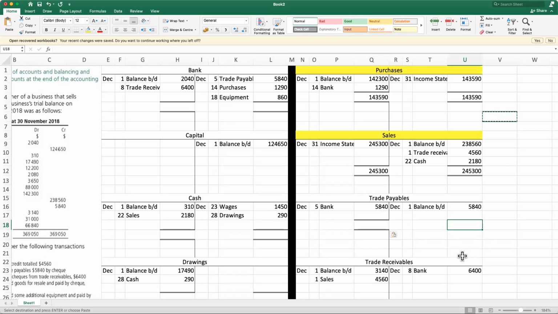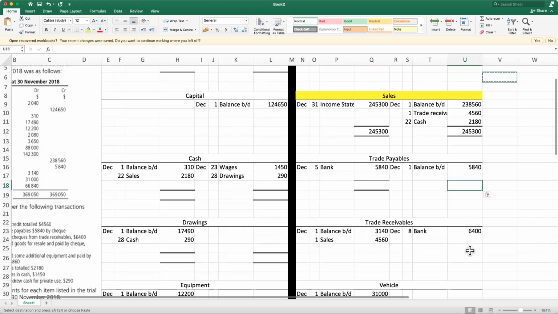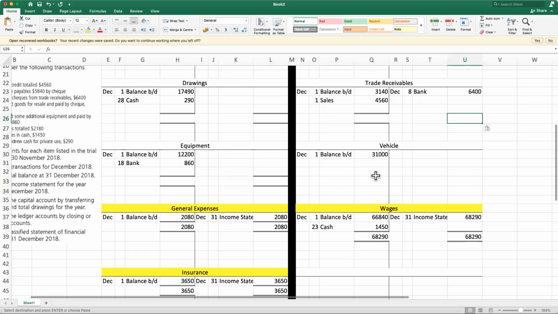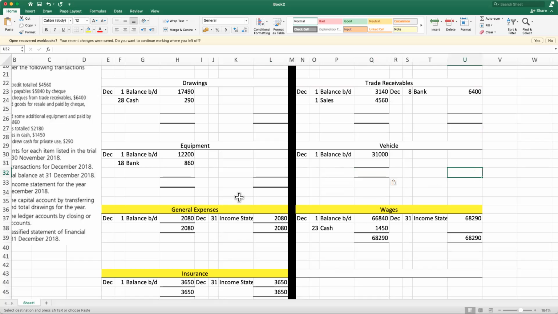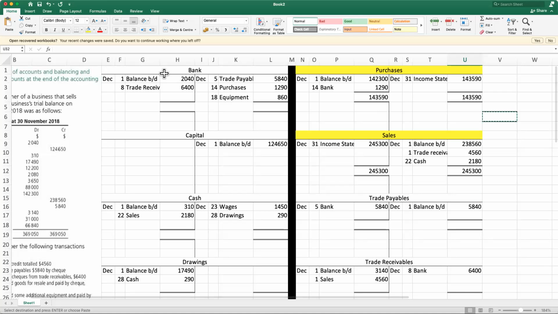So I need my total line everywhere. Total line here, total line here, total line here, total line here. Okay, great. So now that I'm done, I just need to figure out my bank. My total line should be a little bit lower here.